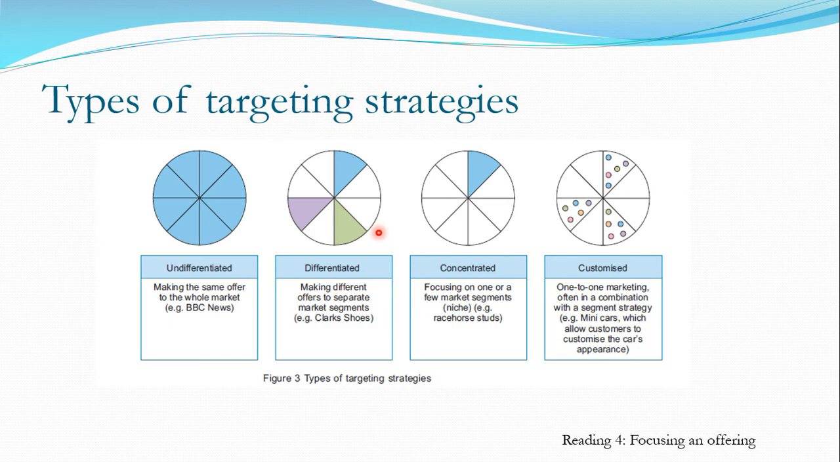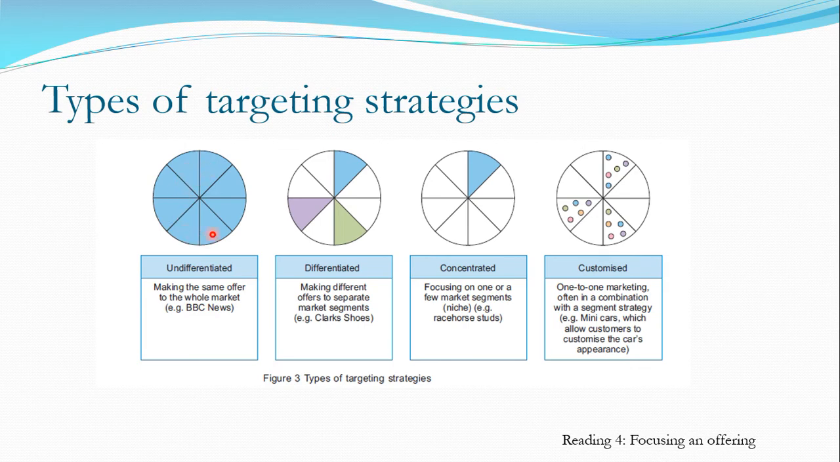Moving from the targeting definition we discussed before, let's move to the types of targeting strategies. As you can see here in this figure, we have 4 types of targeting strategies. The first targeting strategy is the undifferentiated strategy. Undifferentiated means that I treat all the market as one whole. Undifferentiated, عدم تمايز. I don't differentiate between one segment and the other segment.